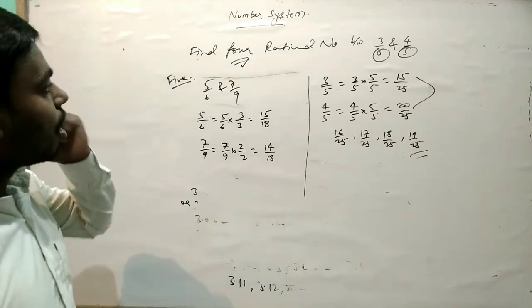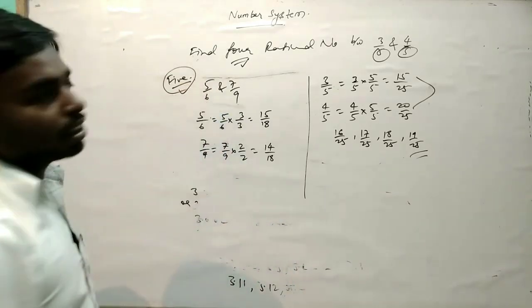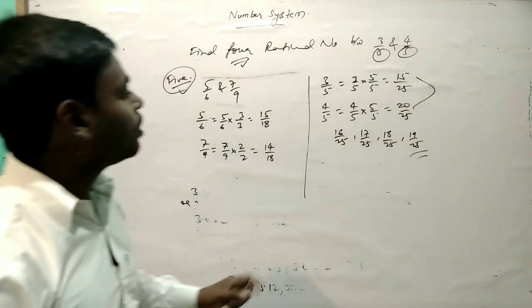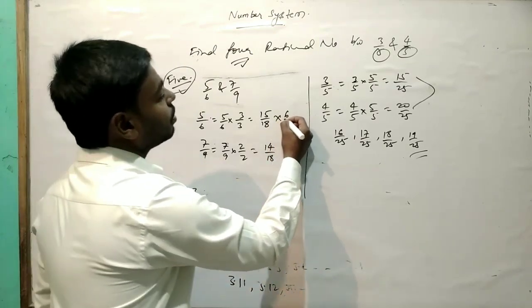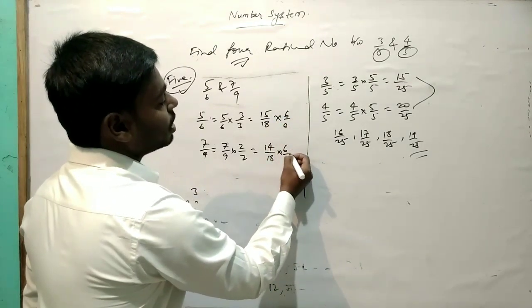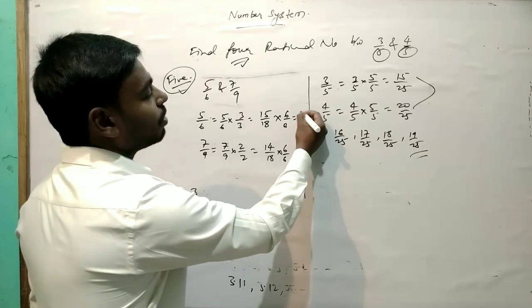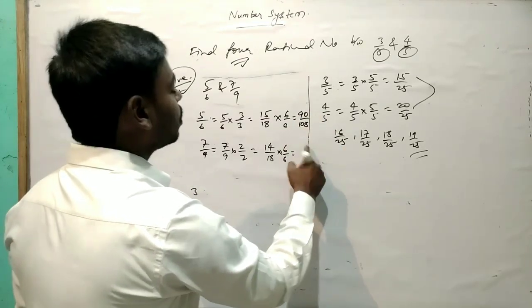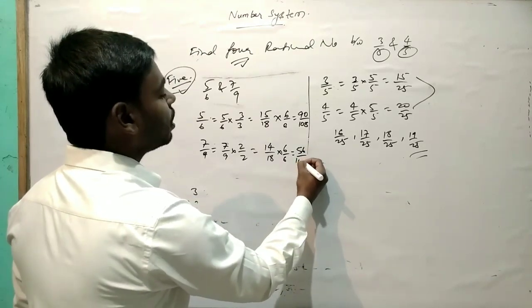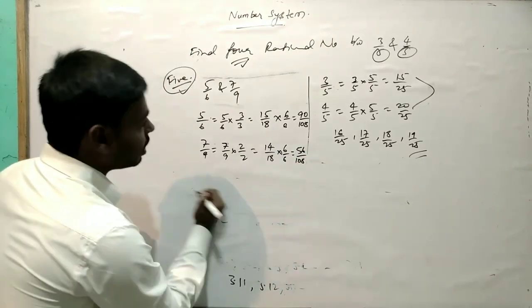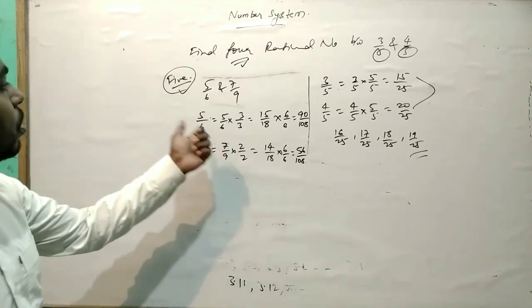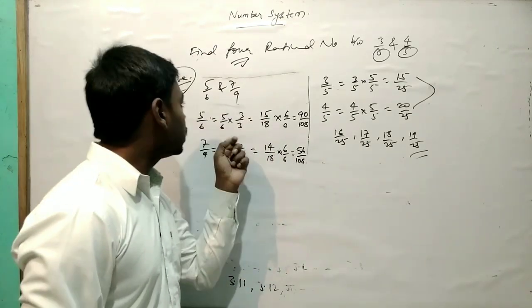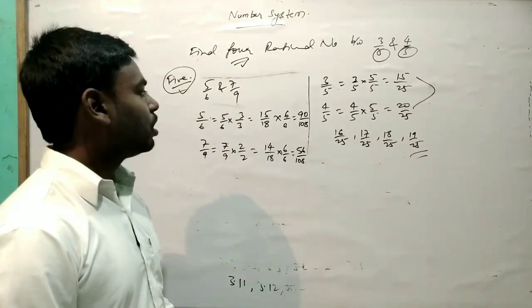Now, how many numbers do we have to find? 5 rational numbers. Then we have to multiply by which number? 6 by 6. We get 90 by 108, and here 56 by 108. Now we can easily write 5 rational numbers between these two numbers.